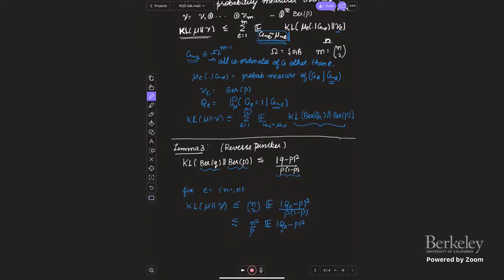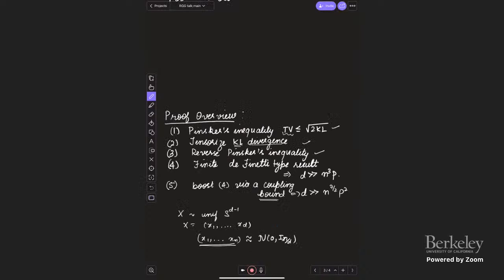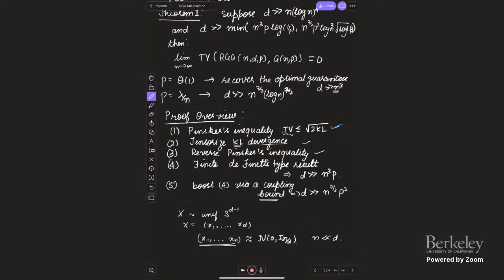Okay, so next we see that we have completed the first step, which is tensorization, which is Pinsker, and next we tensorized, and then we looked at the reverse Pinsker inequality. Now we need to use a finite dimensional theorem to show the first bound, and this is what we are going at now.